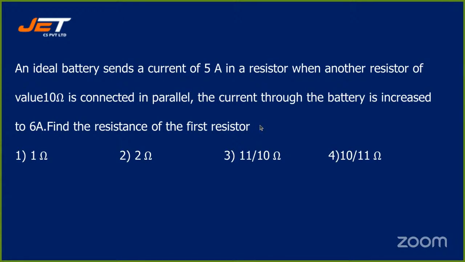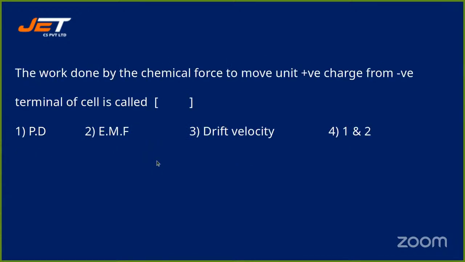We know I1 is 5 amperes and I2 is 6 amperes. So when they are connected in parallel, potential will be constant. So I1 R1 is equal to I2 R2. When you do that, you will get R to be somewhere around 10 by 5, which is 2 ohms. Good, good, good. I can see correct answers.